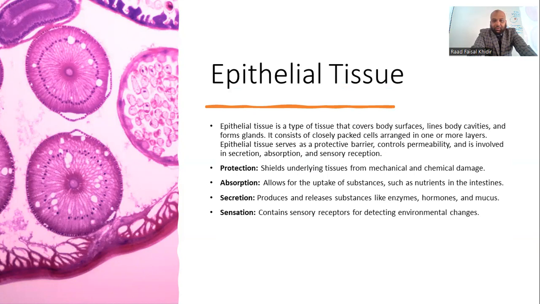It consists of closely packed cells arranged in one or more layers, and the epithelial tissue serves as a protective barrier. It controls the permeability, and it is involved in the secretion, absorption, and sensory reception.